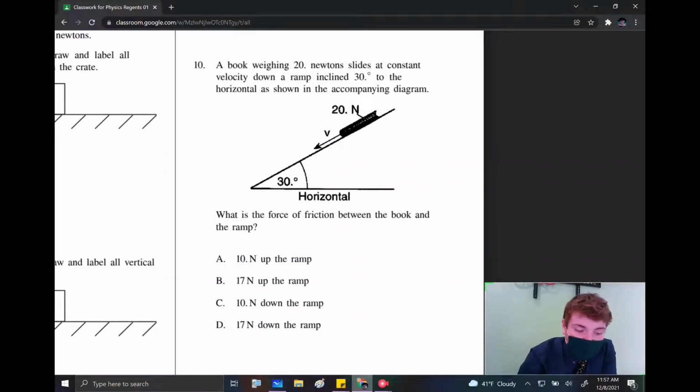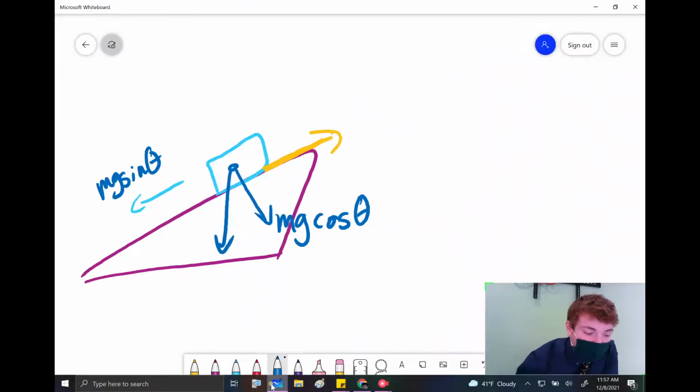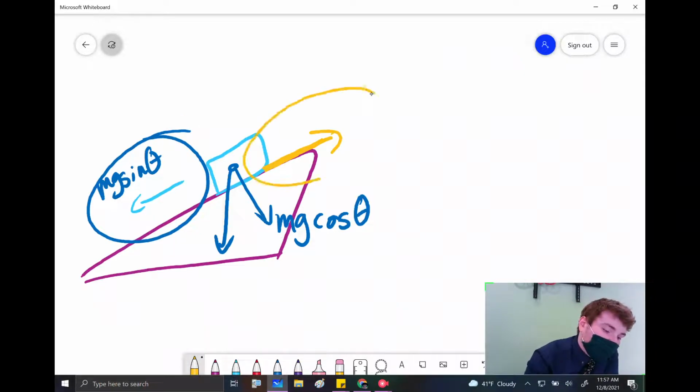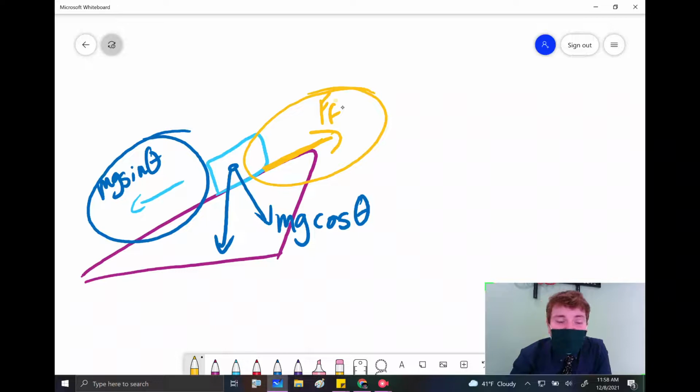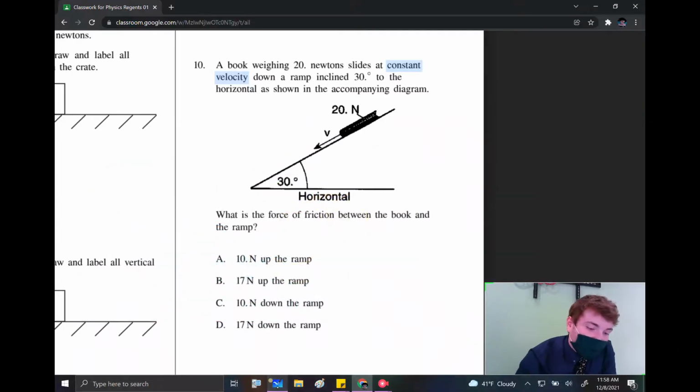So this thing is moving at a constant velocity, right? Right here, it says constant velocity. So what I know is that all my forces need to cancel each other out. In other words, whatever force is dragging this thing down here needs to be equal to the force of friction that's opposing it. All of my forces need to cancel out. So if I can find mg sine theta, I can find what the frictional force is, because again, they should cancel each other out because I'm at constant velocity. So let's find what mg sine theta is.